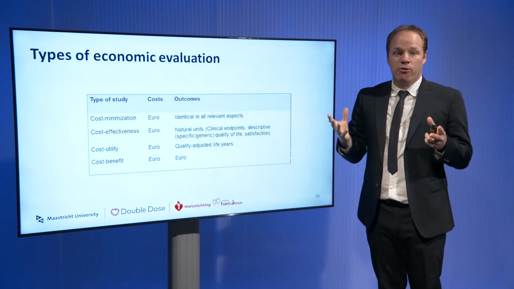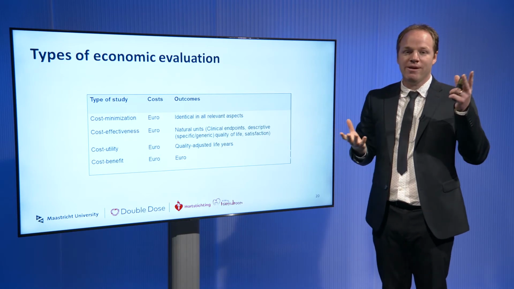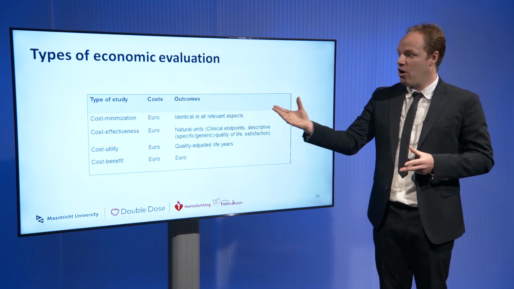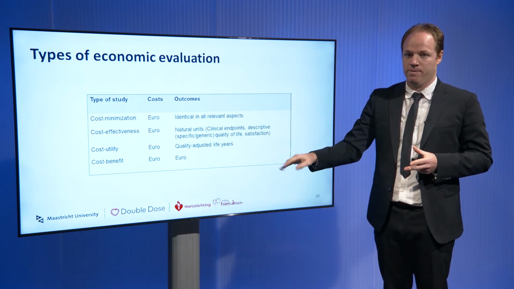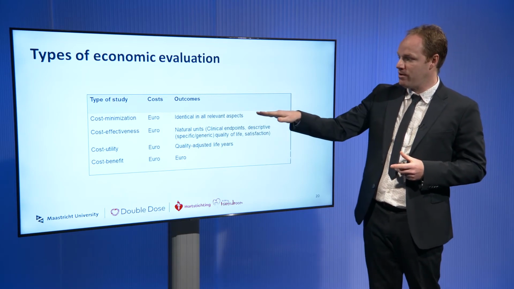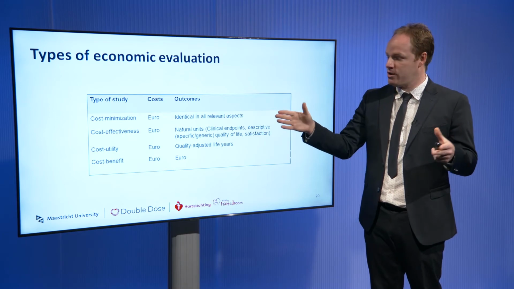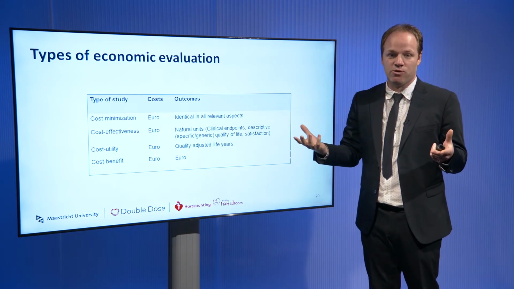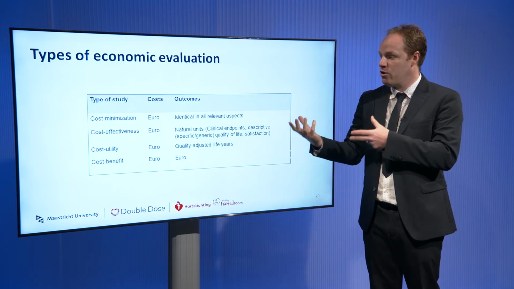There are four main types of economic evaluation. They all compare interventions in cost, in monetary terms, and in outcome, and they differ in the way they measure the outcome. In a cost minimization analysis, the outcomes are the same for both interventions. Thus we just compare the interventions in monetary terms, and we select the intervention with the lower total cost.